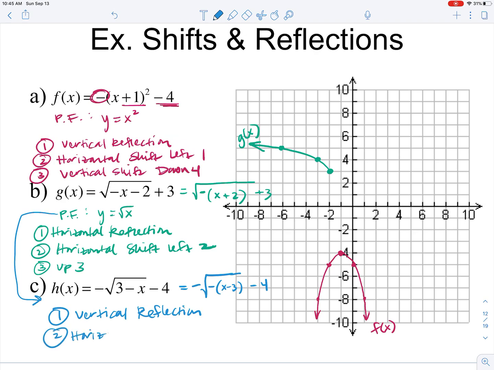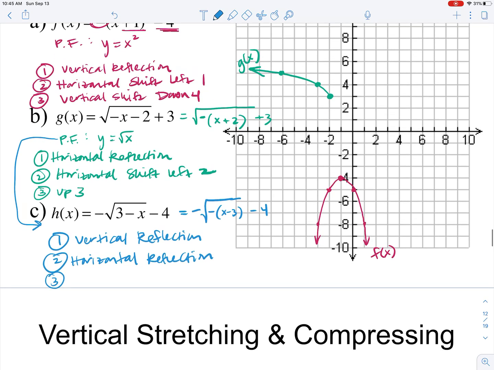So there's a vertical reflection, a horizontal reflection, then we're going to the right 3. So it's a horizontal shift here. I've been writing it out, so I'll write it out here. Horizontal shift. And a vertical shift down 4. Okay, so this is a bunch.